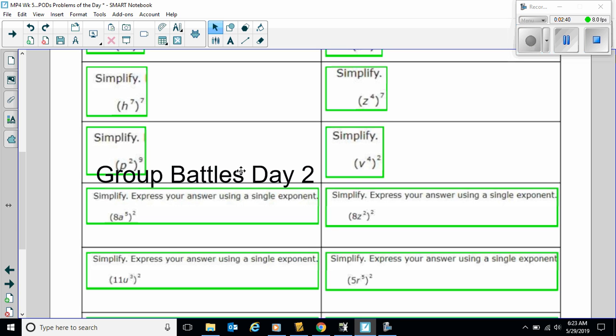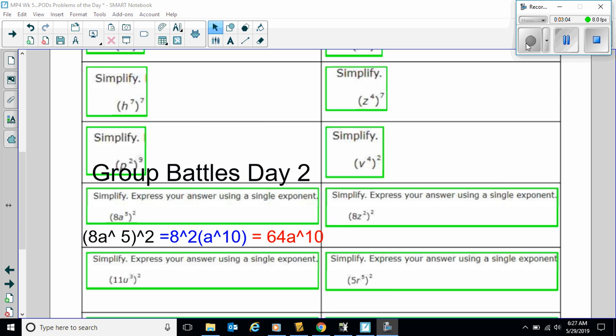All right, class, welcome back to Group Battles Day 2. Let's consider the next question. It says simplify and express your answer using a single exponent. We're going to give you a full minute for you to think about it, talk about it, and put something on that whiteboard. Pause the video.